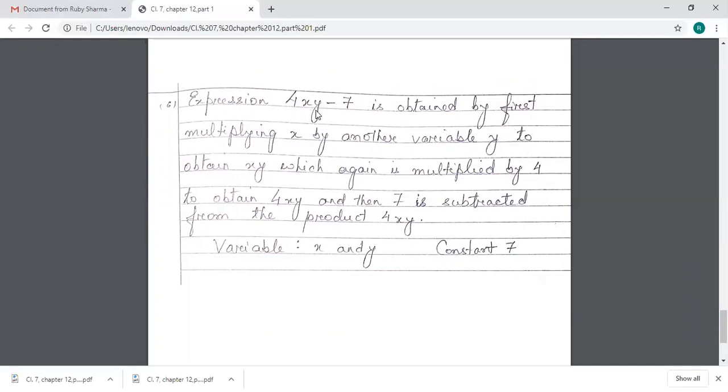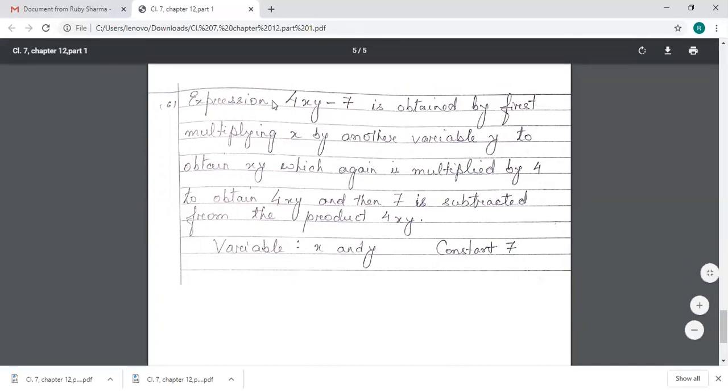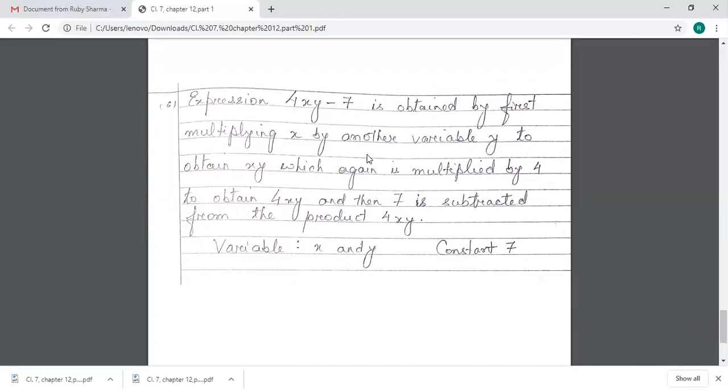So here, the variables involved are x and y. There are two variables here. Can you see x and y written here? And the constant here is 7. Is it clear? You don't have to write minus 7 in this case. Whether it is added or subtracted doesn't matter. In this expression, the constant that is involved is 7. So we write constant is 7.